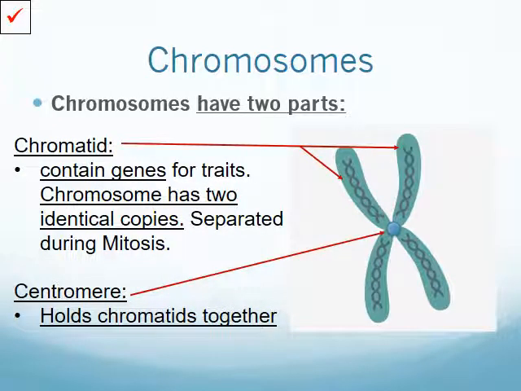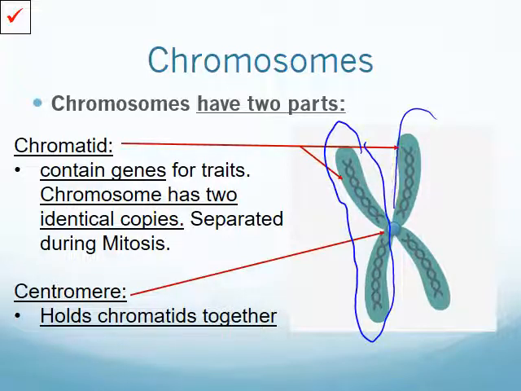So, chromosomes have two parts. There are chromatids and a centromere. So the chromatids contain genes for your various traits, and a chromosome has two identical copies which are separated during mitosis. So with this right here, this would actually represent one chromatid. And we would have another right here. In the center, these are held together by what we call a centromere. So a centromere is this center portion which holds our two chromatids together. So your chromatids contain the genes, and your centromere holds these two together.